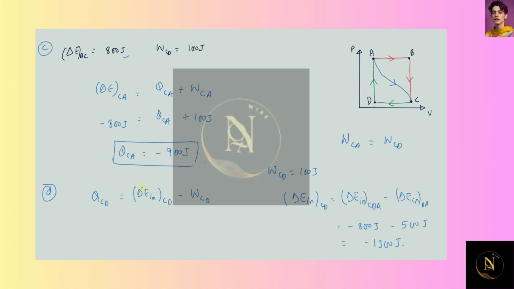So now we can plug all the values here. This is minus 1300 joule minus WCD, which is 100. So we'll get minus 1400 joule. This is the heat that we have to add to the system for the process QCD.